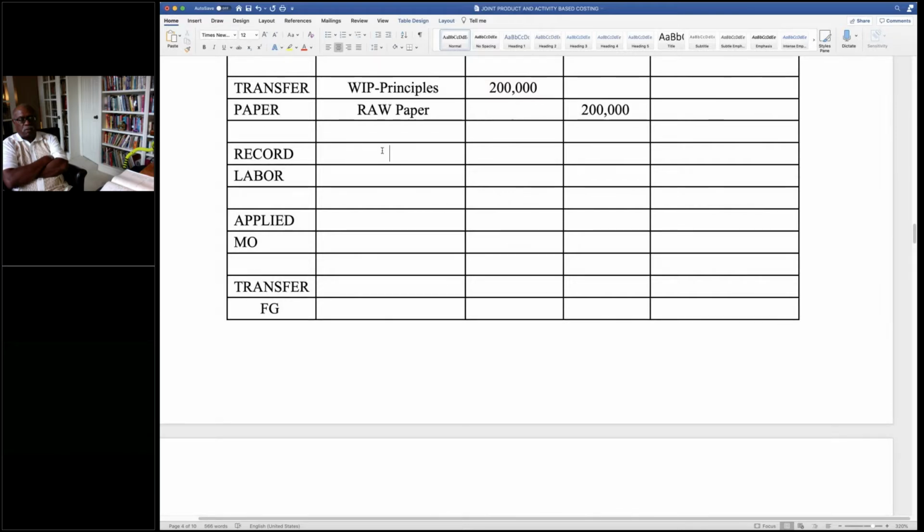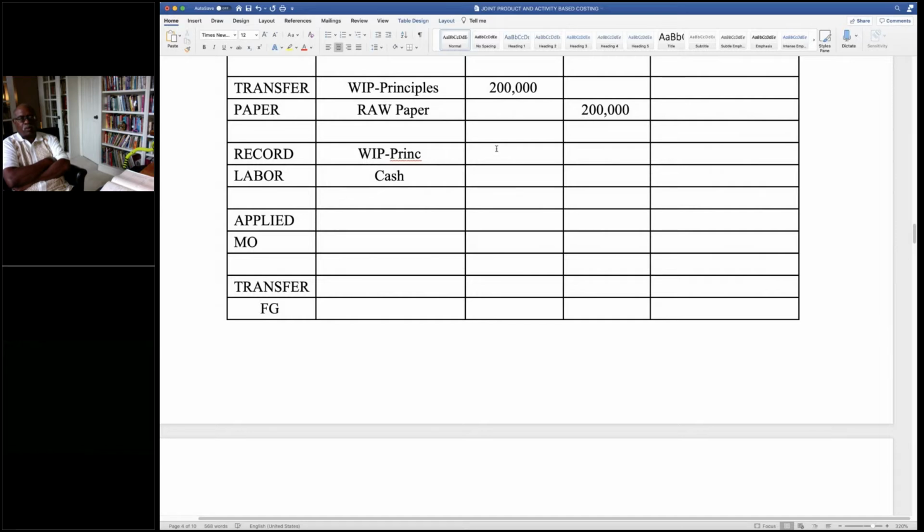Okay, so what record labor means is that he wants us to calculate how much we paid our workers. So we're going to debit work in process for principals, and then we're going to debit cash because we pay our workers in cash. And this is stage 2, I believe.